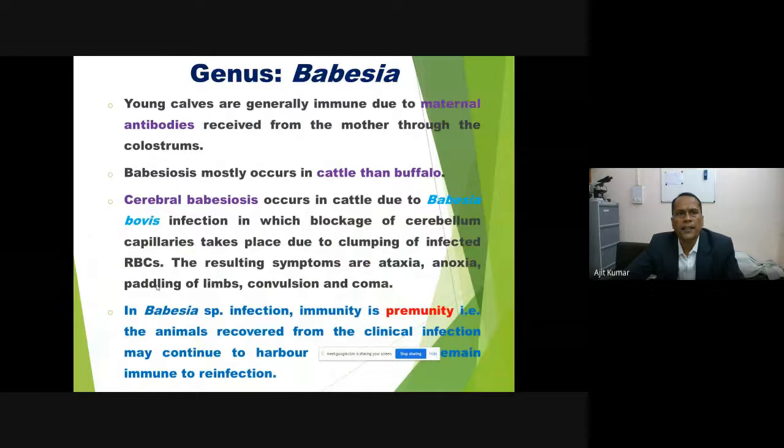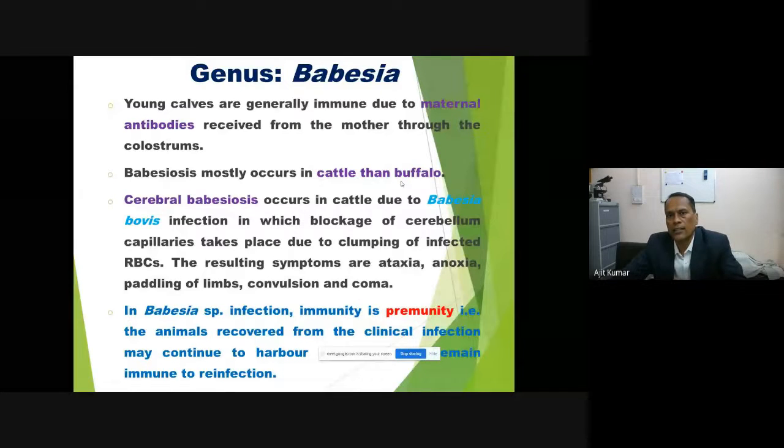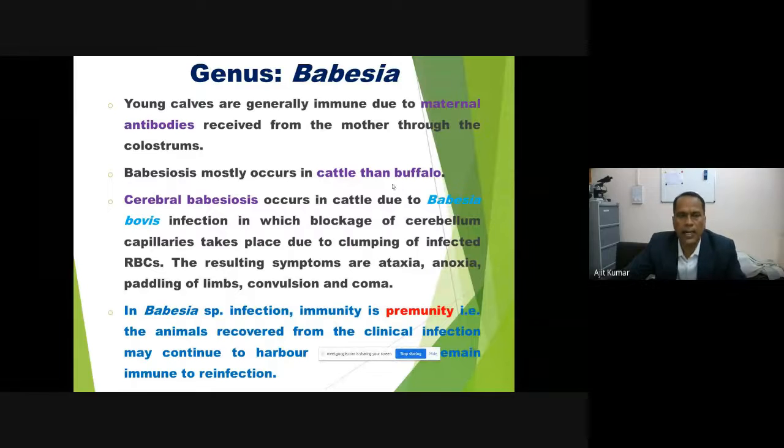Generally, Babesia occurs in adult animals in comparison to calves. This is probably due to maternal antibody received from the colostrum. Generally, young calves are immune to Babesia infection, and Babesia infection does not occur in young calves. This is known as inverse age resistance. Babesia occurs mostly in cattle in comparison to buffalo, but Trypanosoma occurs mainly in buffalo in comparison to cattle. Babesia mainly occurs in cattle.